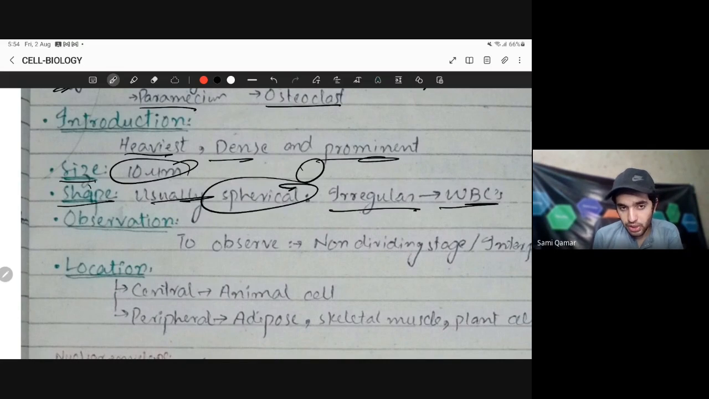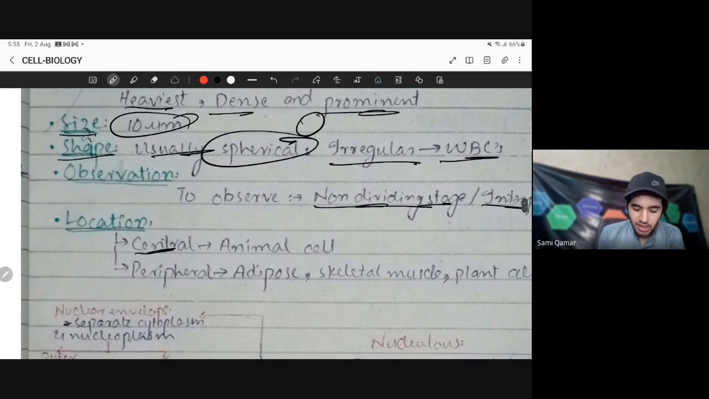It is also irregular in shape in white blood cells, but in all other cells it is spherical. We can observe the nucleus during the non-dividing stage, that is interphase. During the division phase we can't observe it. Location: it is central in animal cells. In animals, it will be present in the center.